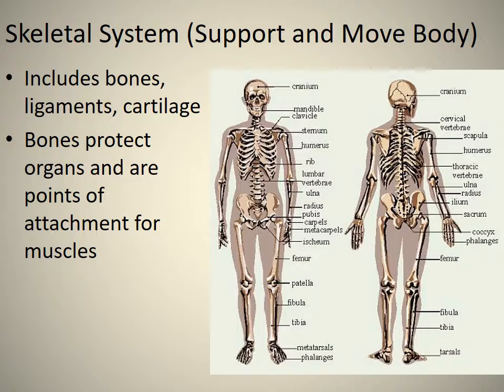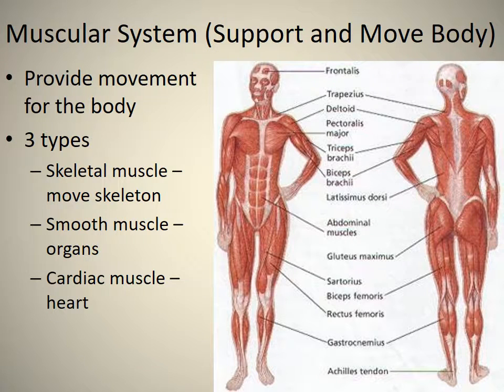Skeletal system provides support. If we didn't have a skeletal system, we'd just be like blobs on the floor. Muscular system again provides support, and it's what helps us move our body. There are three different types of muscle tissue. We've got skeletal muscle, smooth muscle, and cardiac muscle.